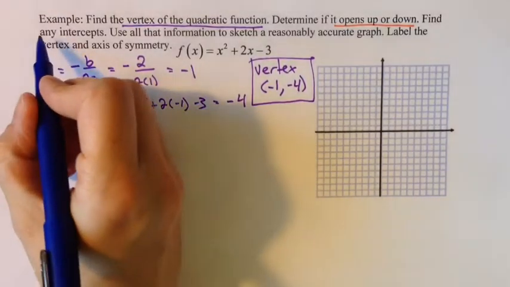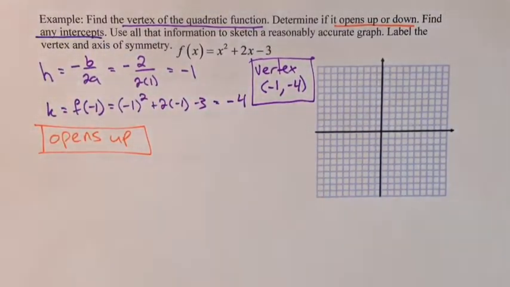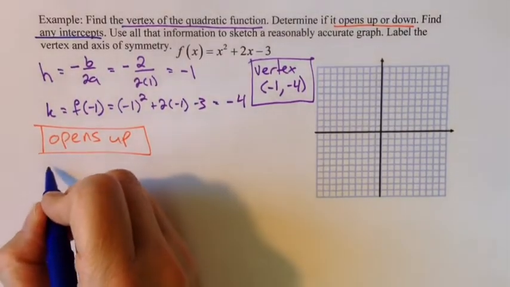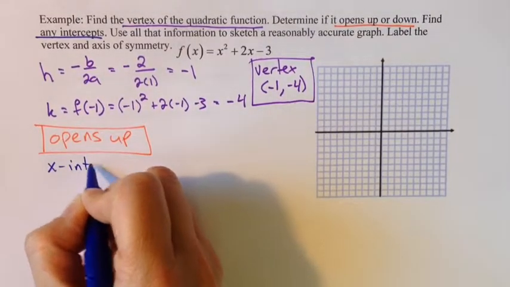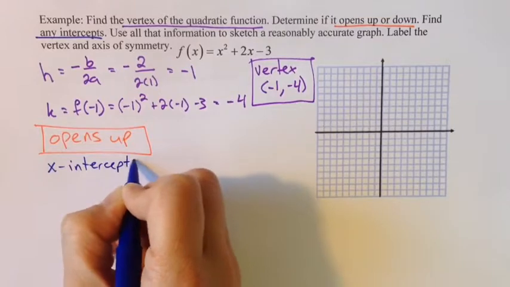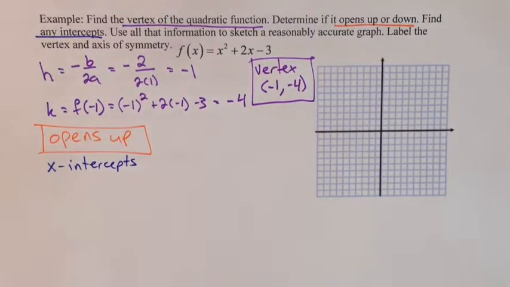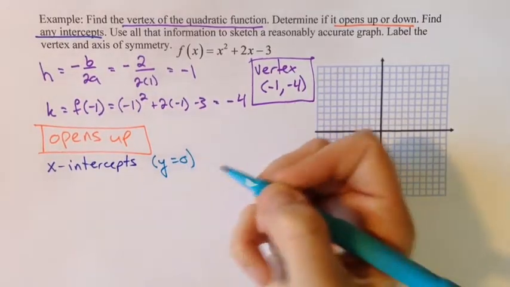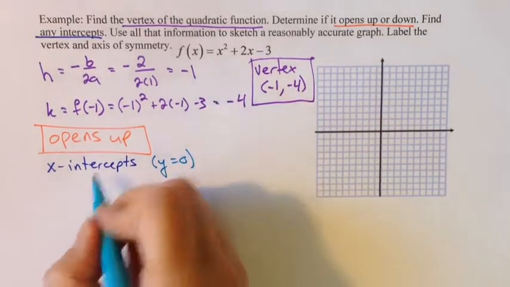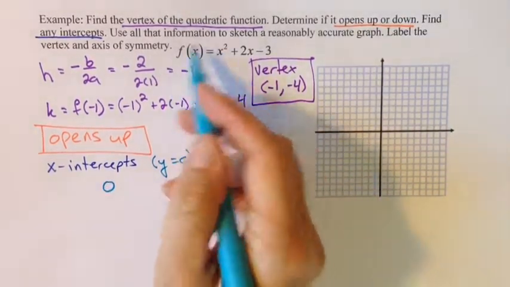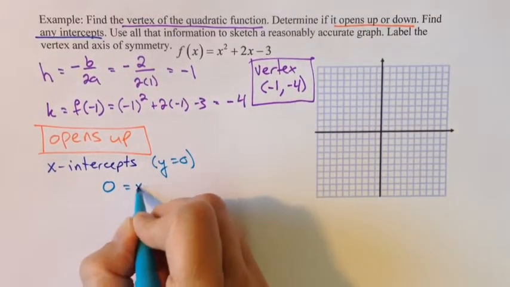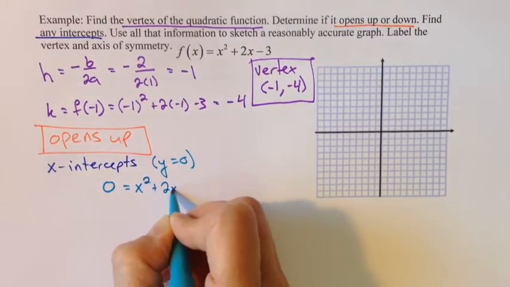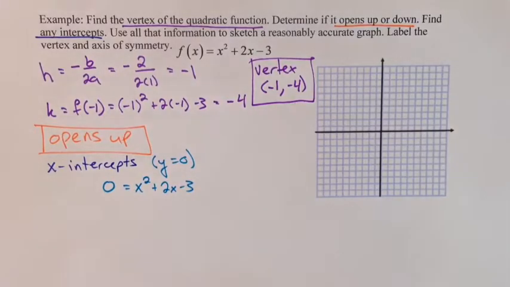Next, we're going to find any intercepts. That means both x and y intercepts. We'll start with the x-intercepts. Remember that in order to find the x-intercept, I'm going to set the y equal to 0 and then solve for x. So I plug in 0 for the f of x, equals x squared plus 2x minus 3. And now I start solving for x.